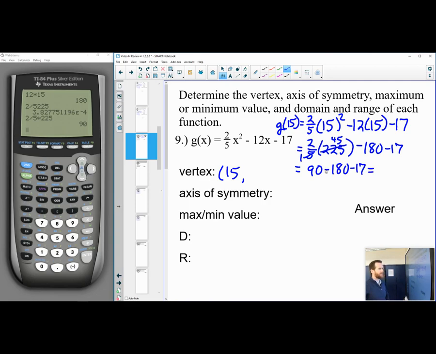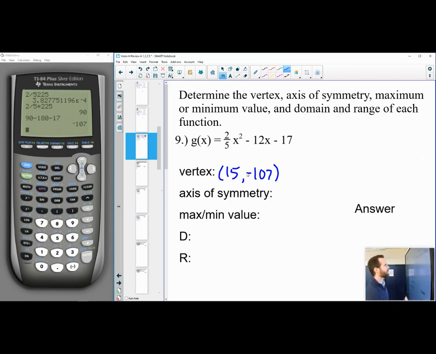So 90 minus 180, that's going to be a negative 90. Minus 17 is a negative 107. I'm double checking myself. I really don't feel like screwing this problem up. 90 minus 180 minus 17. Okay, negative 107. So we're good. Negative 107. And just to keep the board work, or rather this slide, a little neater, I'm going to erase this work now.